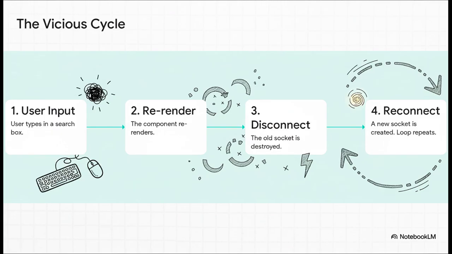So here's how you fall into the trap. If you put your socket creation logic right inside the main body of a component, then any user interaction, like typing a single character, is going to cause a re-render. That re-render will destroy the old socket and create a brand new one. And this happens over and over and over. It's not just inefficient, it's hammering your server, and you could be losing data.